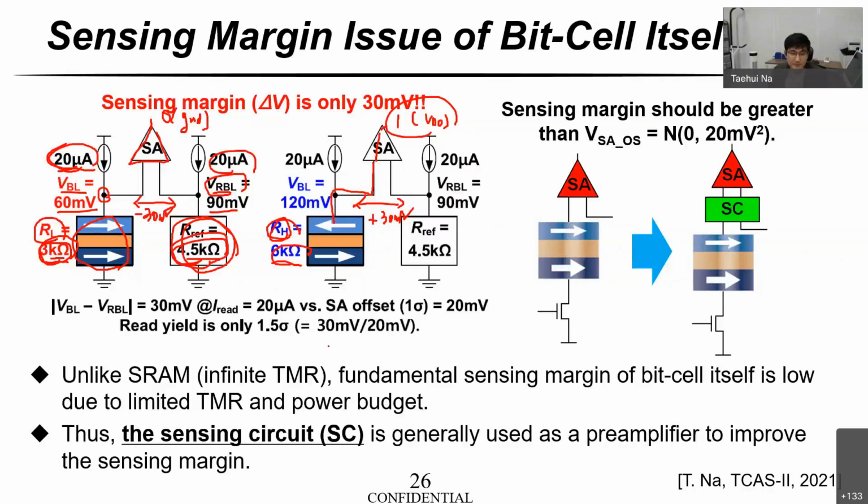In the viewpoint of the read yield, considering the input referred voltage of the sense amplifier, mostly the input referred voltage of the sense amplifier at one standard deviation is mostly 20 millivolt. So if we calculate the read yield, then the result is only 1.5 sigma. However, in the industrial level, this read yield must be greater than 5 or 6, or if we are not using any ECC engine, then it needs to be greater than 7 sigma. So to increase the read yield, mostly we need to utilize a sensing circuit as a preamplifier. Without a sensing circuit, in this topology, read yield is only 1.5 sigma.